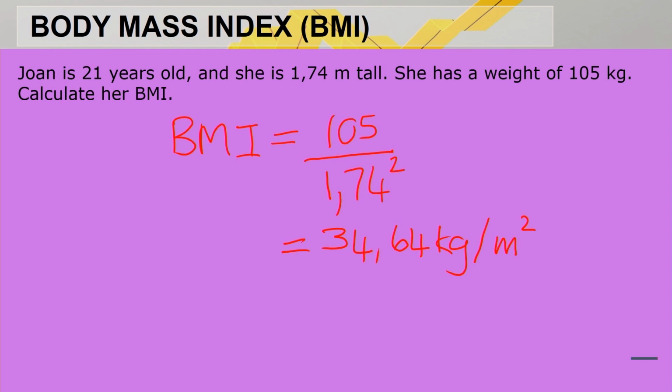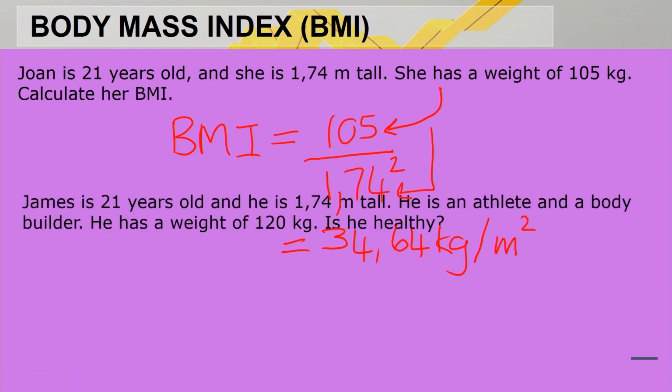Let's quickly look at what we've done. First, we substituted the mass into the formula. Then it's very important to remember to substitute your length in meters and then square it and then get the answer. So this shows us that Joan is 21 years old. She is 1.74 meters tall, has a weight of 105 kilograms, and she is obese.